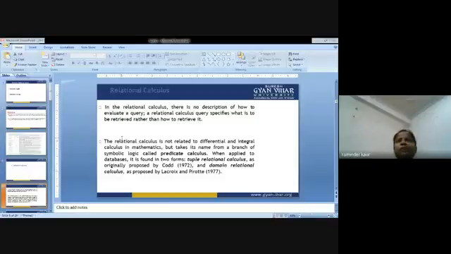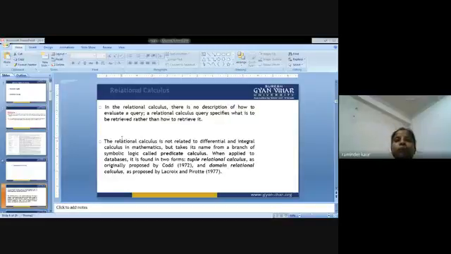Meaning to say, I am giving you the target. This could be achieved, but how to do that, it is not mentioned here, rather than how to retrieve it. The next main point of concern is that it is not related to differential and integral calculus in mathematics, because we have studied the same in mathematics in 10th or 12th standard.